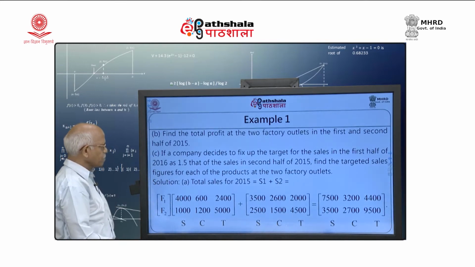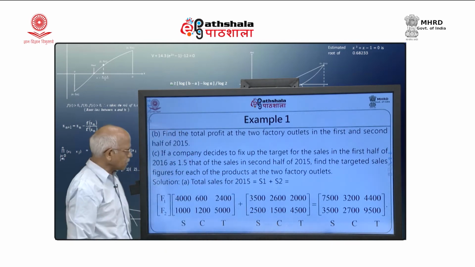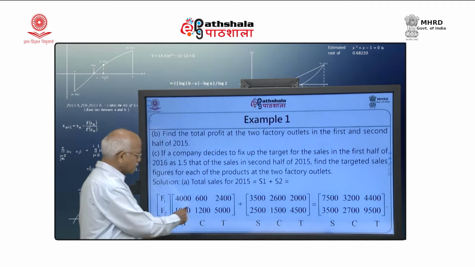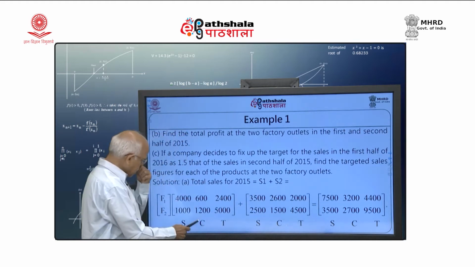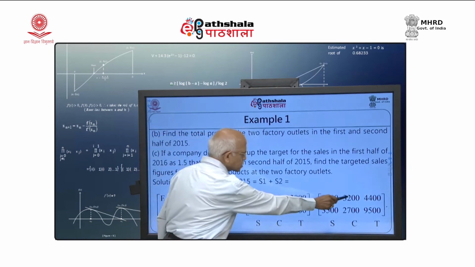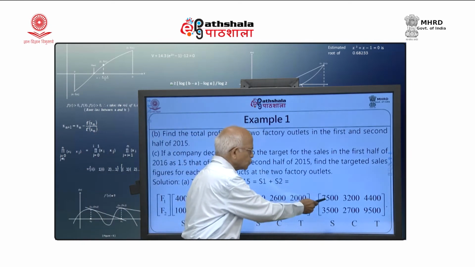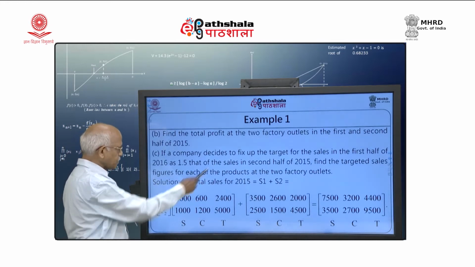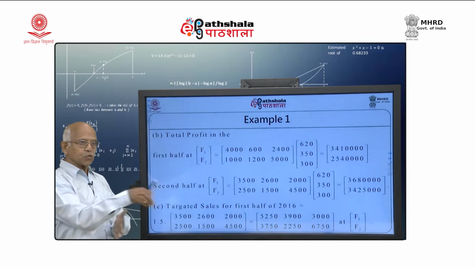Now, solution A will say that total sales for 2015 must be sales in the first part plus sales in the second part. So, S1 plus S2. Now, the S1 matrix is given by this, the S2 matrix is given by this, and these are the factory outlets. I have to add these two together, and this is the sofa figure, this is the chair figure, this is the table figure. So, addition is term by term, element by element. So, 4000 plus 3500 is 7500, 600 plus 2600 is 3200, and likewise I get the sum matrix. So, I can say that at factory 1 the total sale is 7500 sofas, 3200 chairs, and like that 4400 tables, and at the second factory outlet we will get those figures from the second row. So, matrix operations are used to answer the questions here.